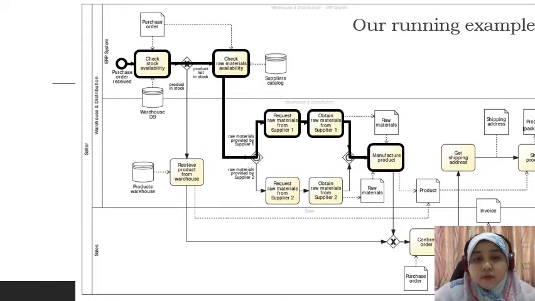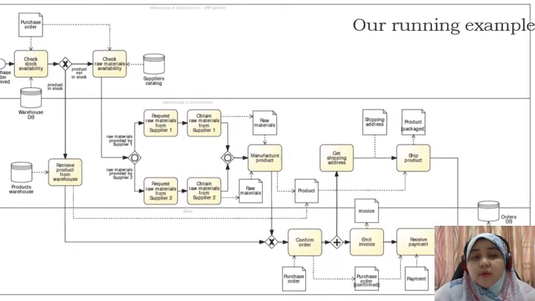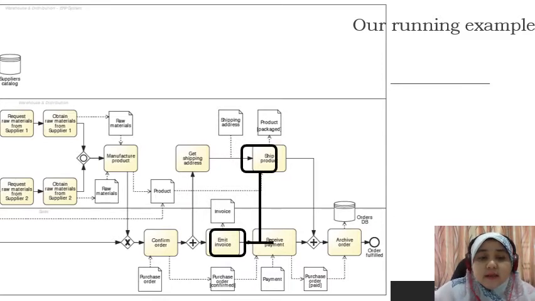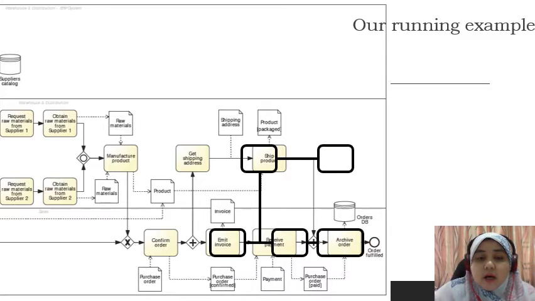Ini untuk check raw availability and then confirm order. Dia ada dua laluan dekat sini. Yang ni bagi case, dia lari sikit. Ini confirm order, lepas tu get ship address, and then ship product, emit and receive, emit invoice and receive payment. Dia terlari sikit. Saya tak perasan nak alihkan sebab slide ni bertindan.